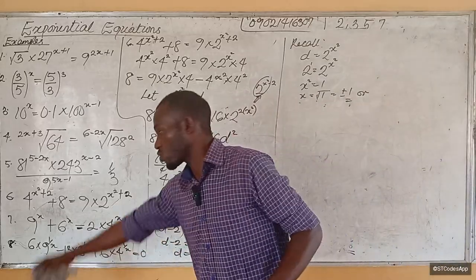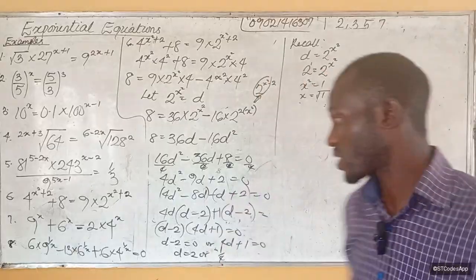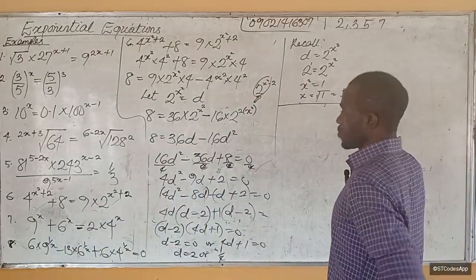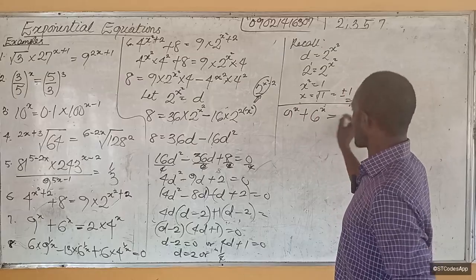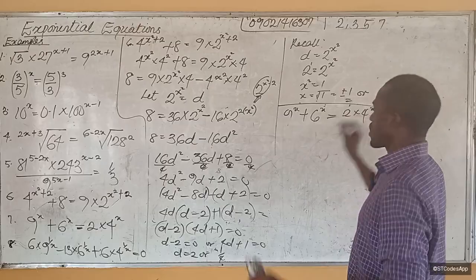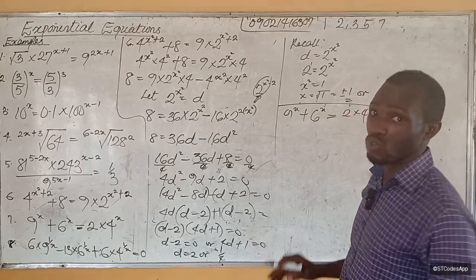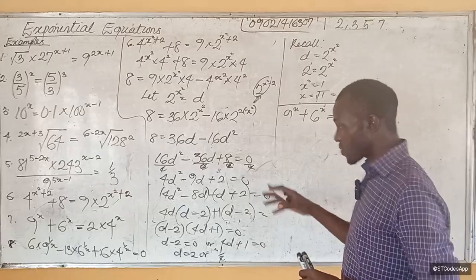This one, I will just explain what you will do. Let me show you the second one. That second one is also very simple. You have 9 to the x plus 6 to the x is equal to 2 times 4 raised by x. Just follow my steps. Break it down to the bases.